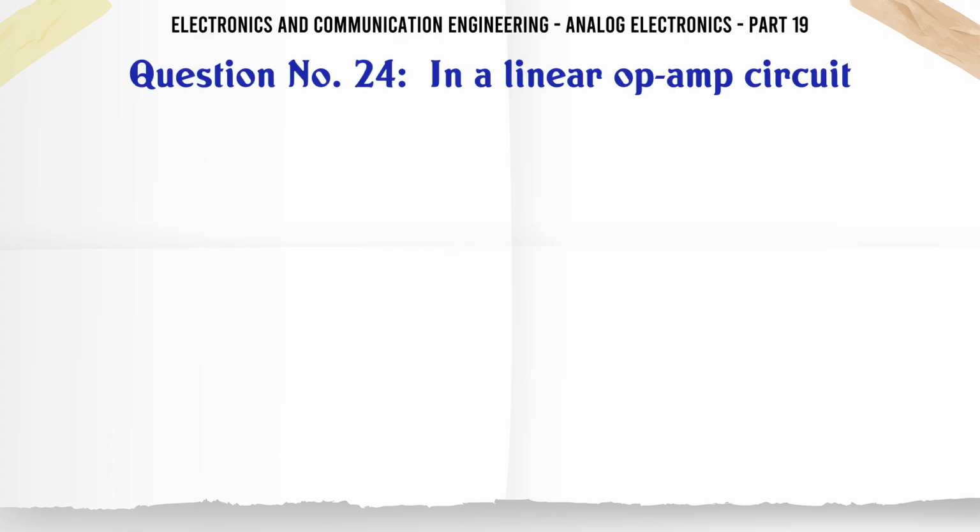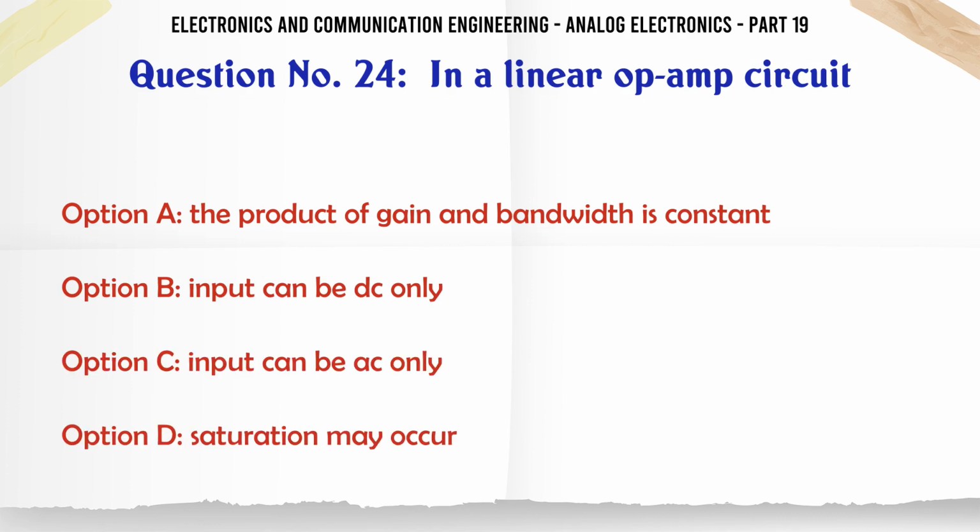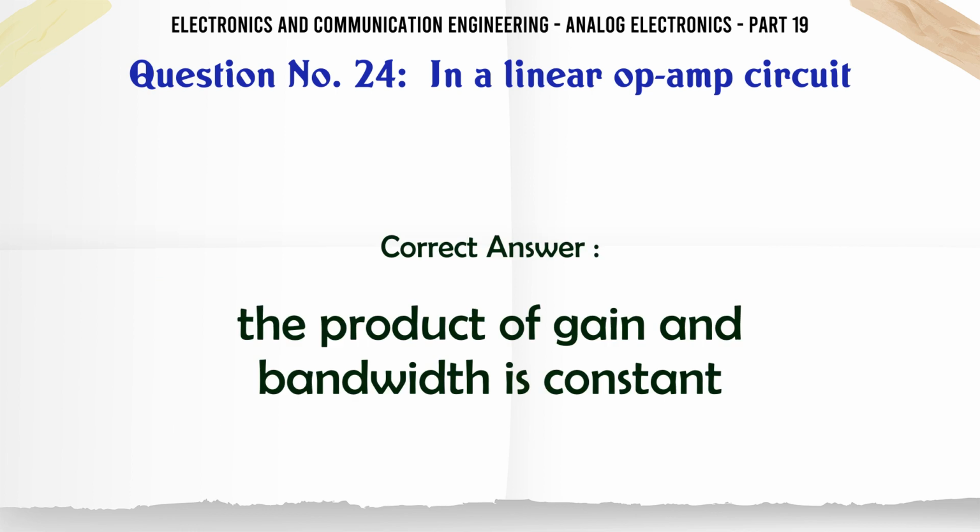In a linear op amp circuit, A. the product of gain and bandwidth is constant. B. input can be DC only. C. input can be AC only. D. saturation may occur. The correct answer is the product of gain and bandwidth is constant.